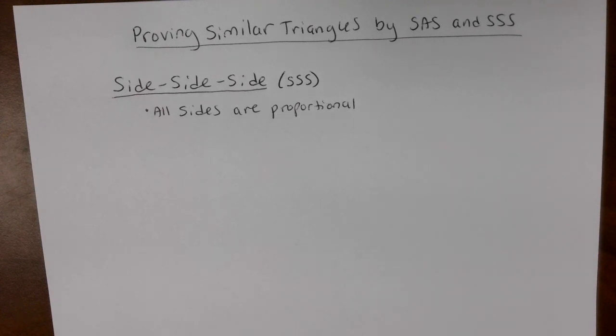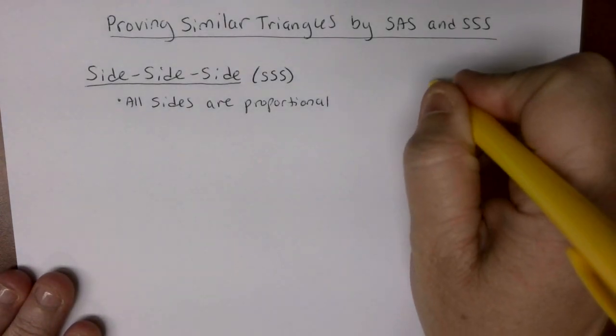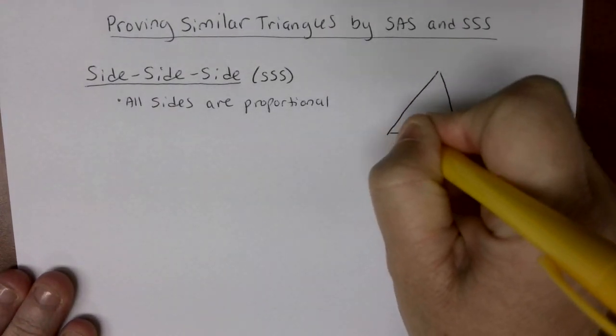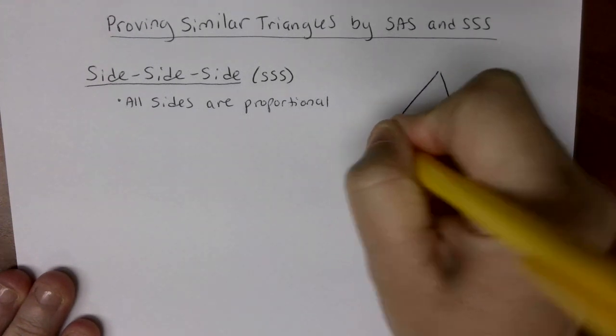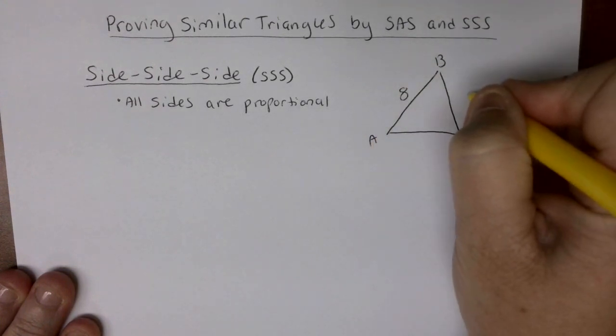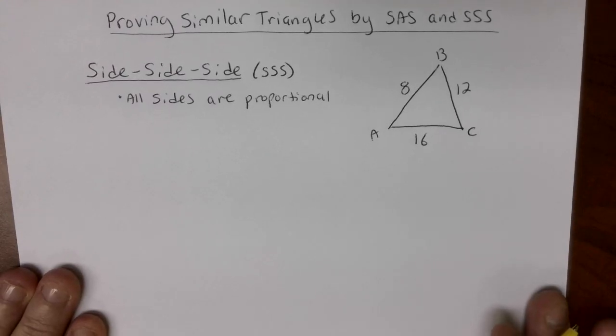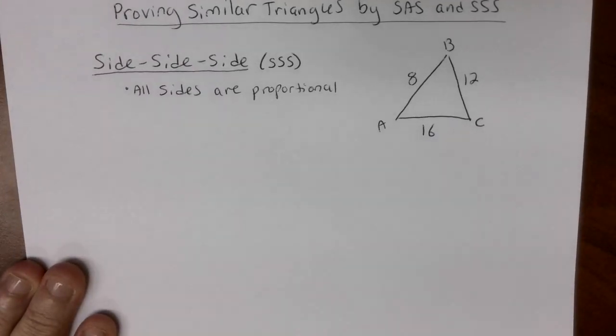So the first one we're going to look at is called side side side, or abbreviated SSS. And basically what it's saying is that all the sides from one triangle are proportional to all the sides in another triangle. So let's start off with just a triangle. Say triangle ABC, and let's say this side is 8, this one is 12, and this one is 16. So what we're going to do is look and see if a couple of triangles are similar to this one by side, side, side.